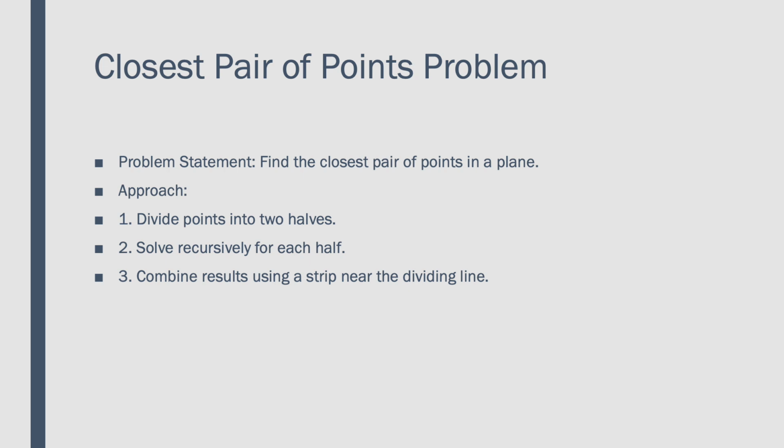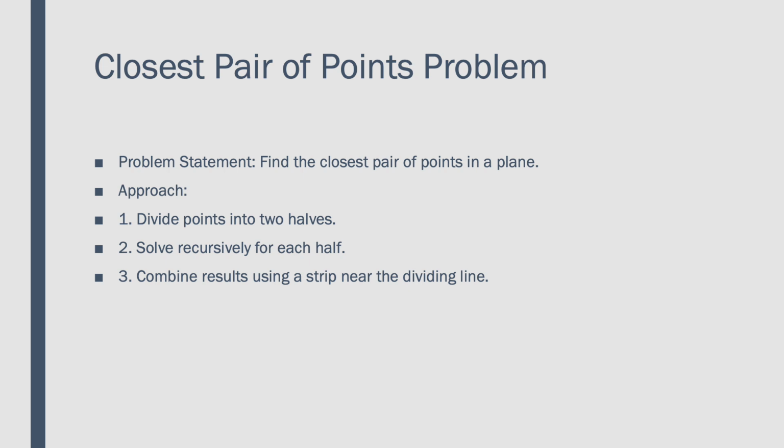Okay, now let's see the closest pair of points problem, a fundamental problem in computational geometry that can be solved efficiently using the divide and conquer approach. Now the problem statement is, given a set of points in a 2D plane, the goal is to find the 2 points that are closest to each other. So a brute force approach would compare every pair of points, leading to a time complexity of big O n square, which is inefficient for large datasets. To improve this efficiency, we use a divide and conquer method with the following steps.